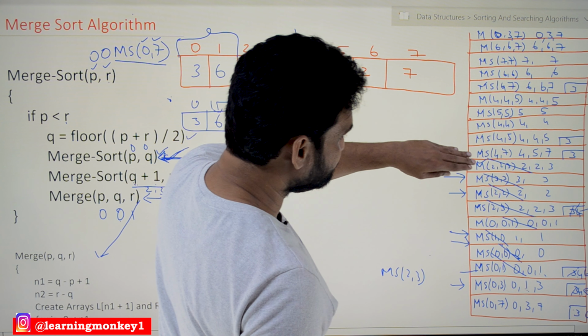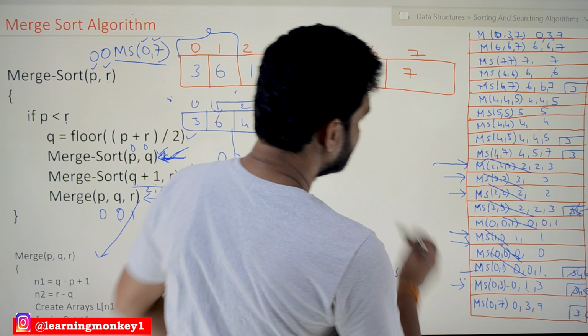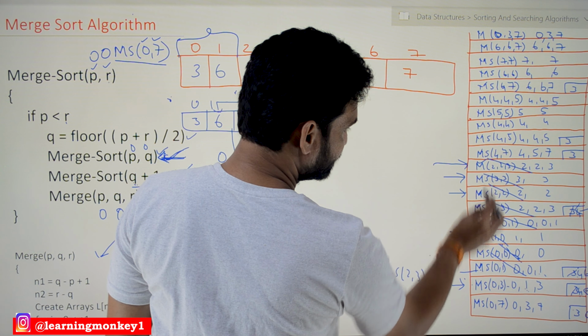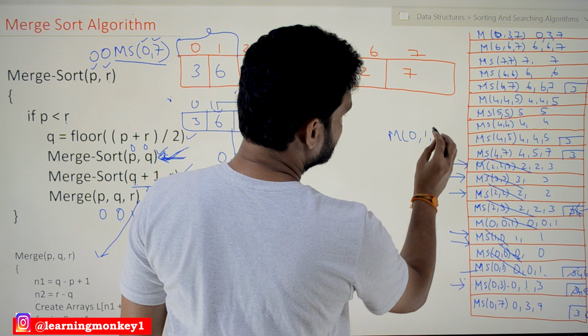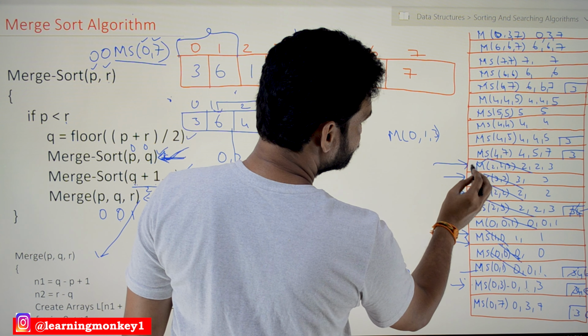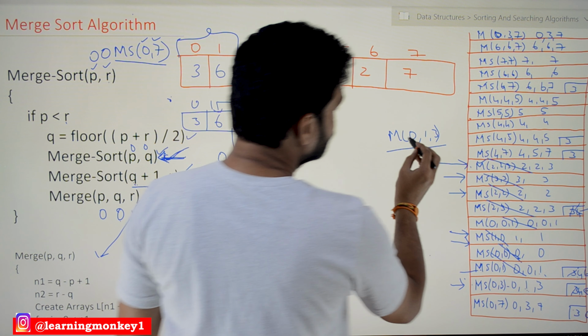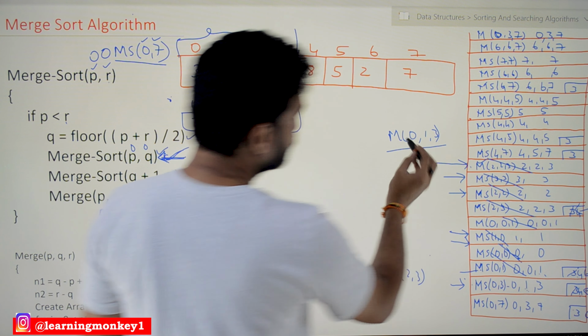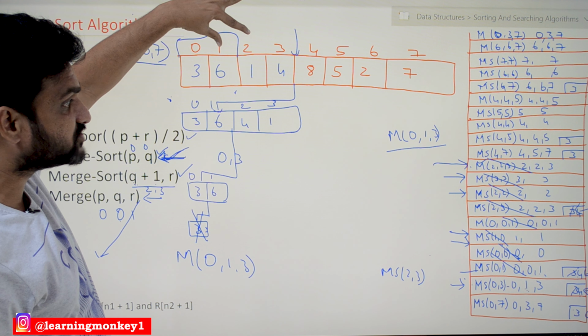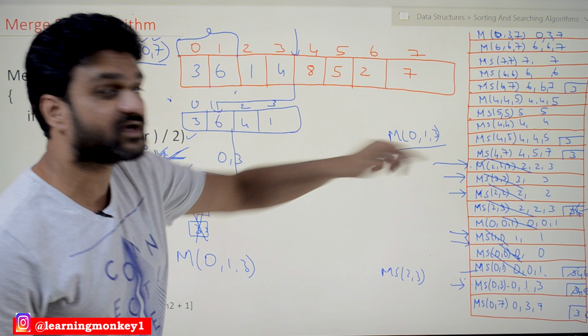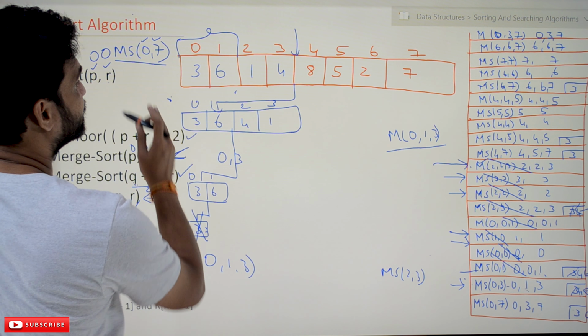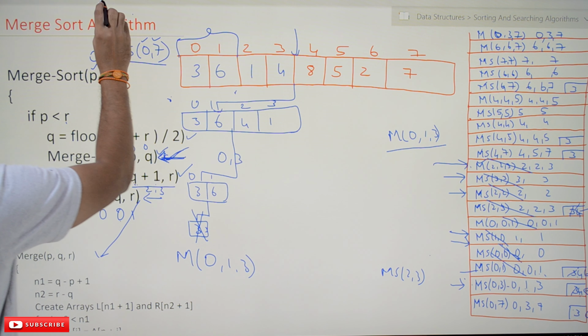Okay, so here I missed these lines of code. In between we have m of 0 comma 1 comma 3, which I missed, so here I should have this line of code. Here all this part is in sorted order. Now this part we have to arrange in sorted order. M of 0 comma 1 comma 3 means this part will be in sorted order, so all these elements will become sorted.